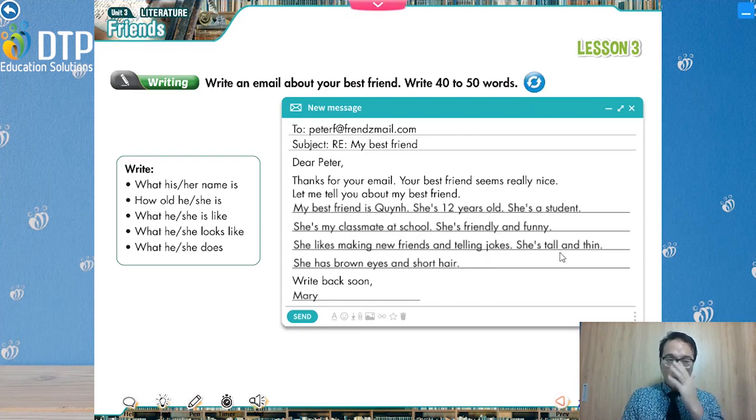Ta-da! This is my letter. How about your letter? Now, we read my letter together. My best friend is Quên. She's 12 years old. She's a student. She's my classmate at school. She's friendly and funny. She likes making new friends and telling jokes. She's tall and thin. She has brown eyes and short hair. Write back soon, Mary. So I'm Mary, right? I write the letter, an email to Peter. Now show me your email, please.